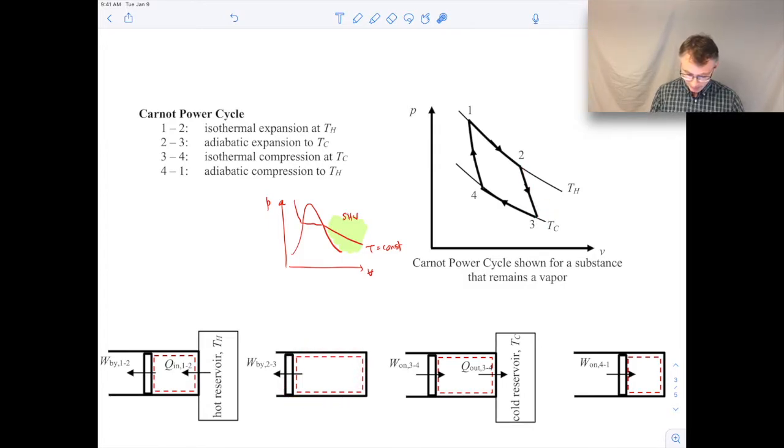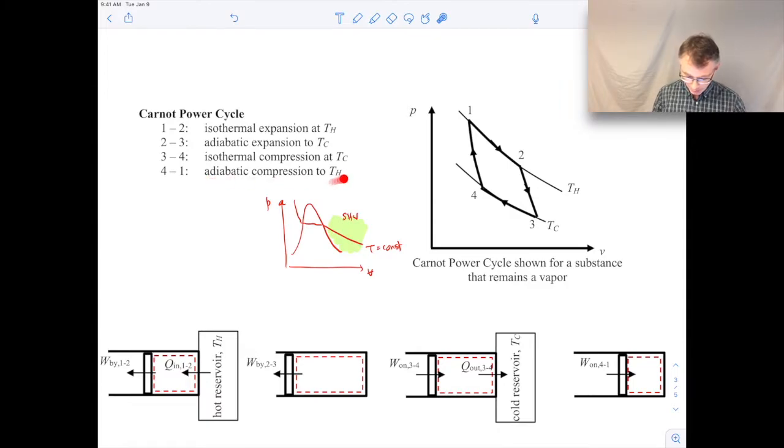So that's that step. 3 to 4 is an isothermal compression at the cold reservoir temperature. So here's 3 to 4 on that cold reservoir isotherm. It's a compression, so you can see we're moving from right to left on the specific volume axis. Graphically down here for the piston cylinder arrangement, you can see that occurring. Here's our compression, so we're doing work on the working fluid. There's some heat transfer out into the cold reservoir.